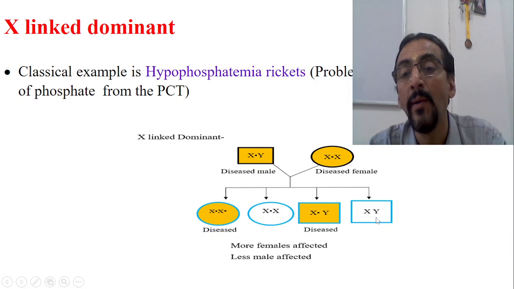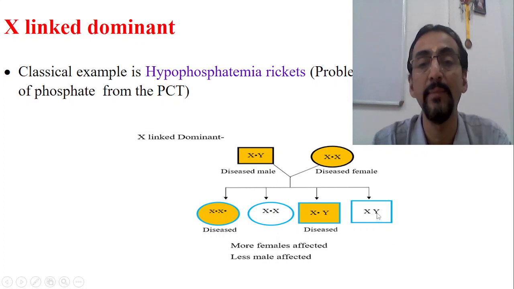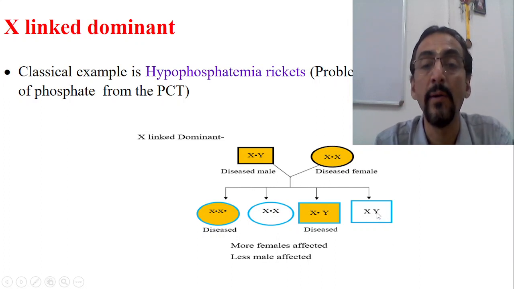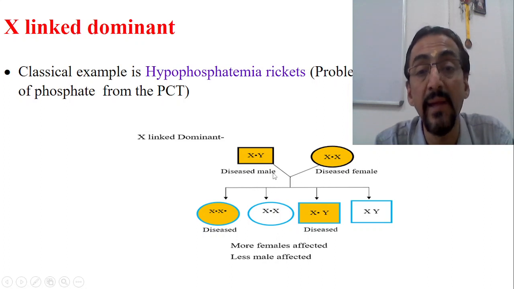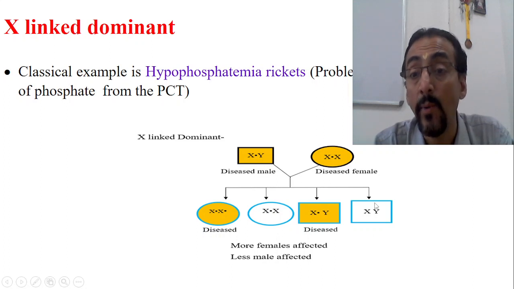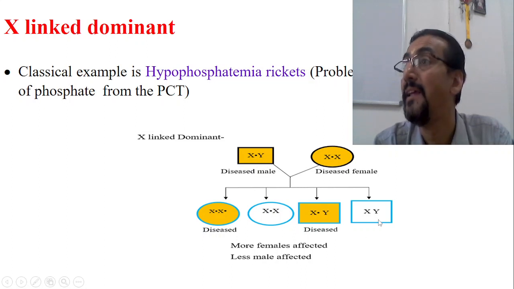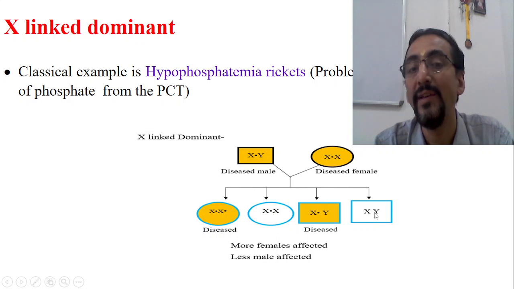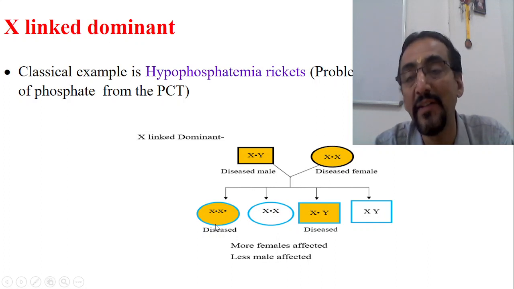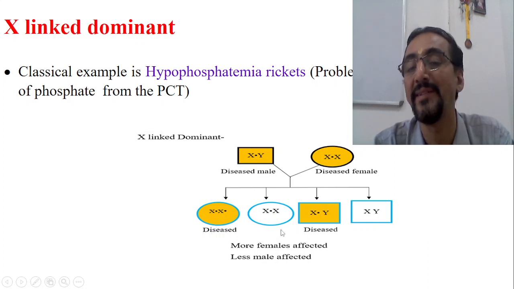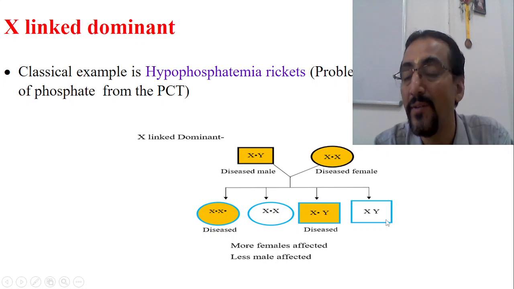Who is normal? The male. That means one of the males will be normal, because this is what happens when a diseased male marries a diseased female. Why will this male be normal? The male will be normal because the father transmits only Y to the son. He is not giving X to the son. So he is giving X only to the daughter. Therefore, the daughter is diseased. Both the daughters are diseased, but one of the males is normal.